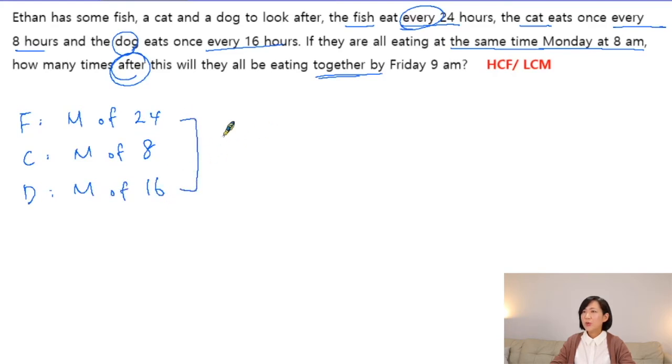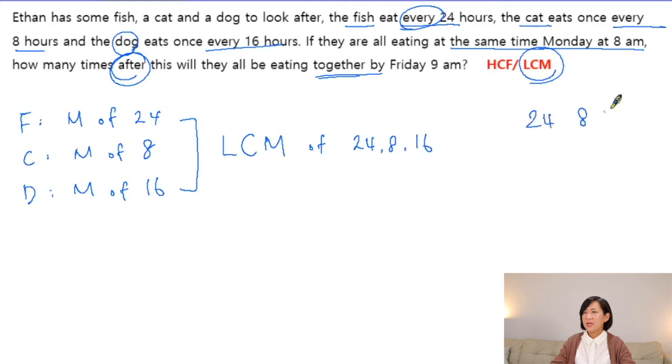Then, as we saw the clue, they eat at the same time. That means common multiples of these three numbers. So this question is all about lowest common multiples of 24, 8, and 16.